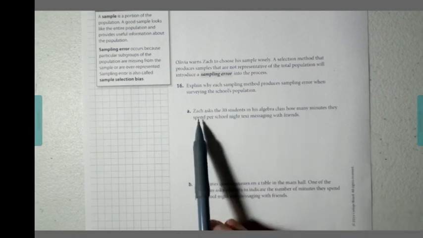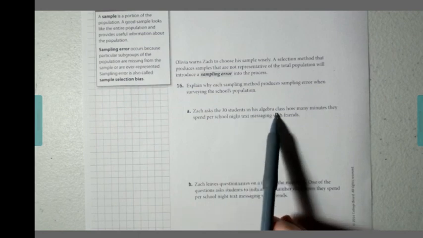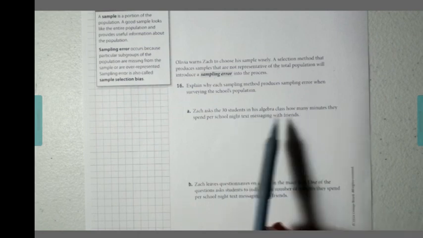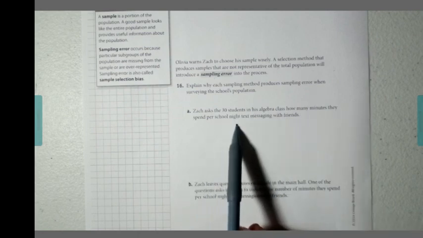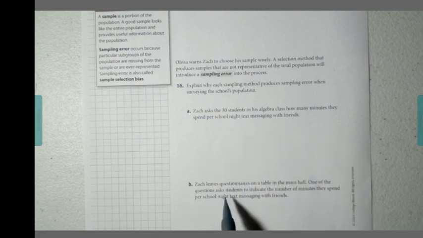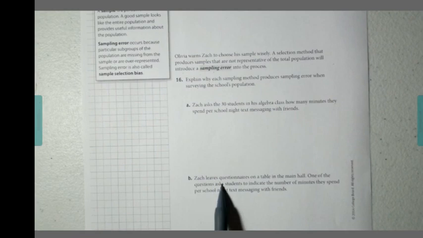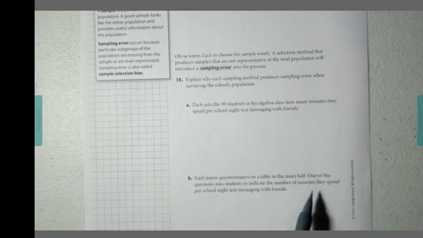The first option, A, Zach asked 30 students in his algebra class how many minutes they spend per school night text messaging with friends. And B says, Zach leaves questionnaires on the table in the main hall. One of the questions asks students to indicate the number of minutes they spend per school night text messaging with friends.